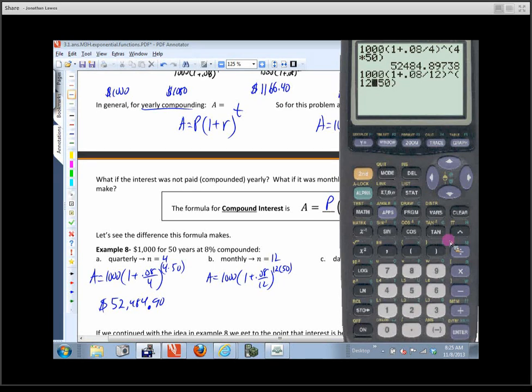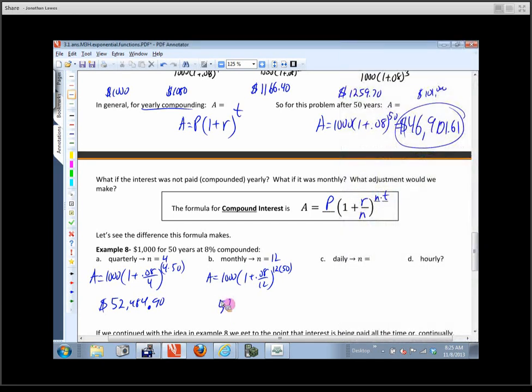Okay, if I got $5,500 more by compounding quarterly, you think this is going to make a big difference? No, because it knows the order of operations. It's going to do division before addition. If you wanted to put parentheses around there, you could. You'd get the same thing. So $53,878.18. So a little more money, but we compounded a heck of a lot more, 12 times per year rather than 4 times per year.